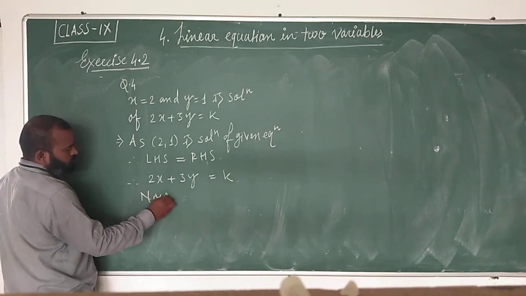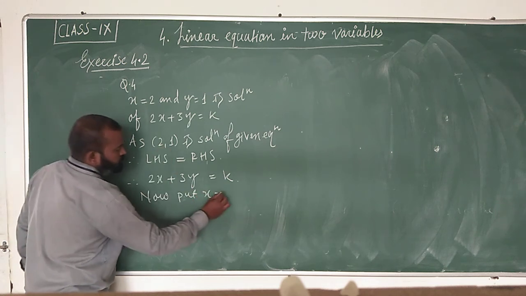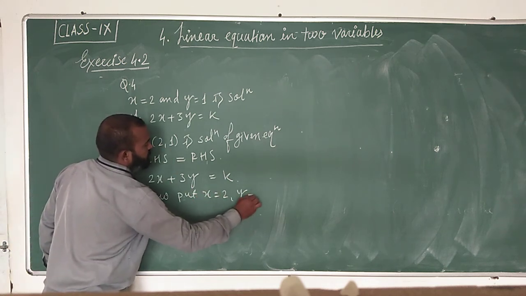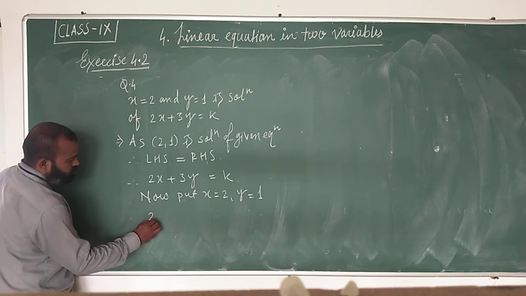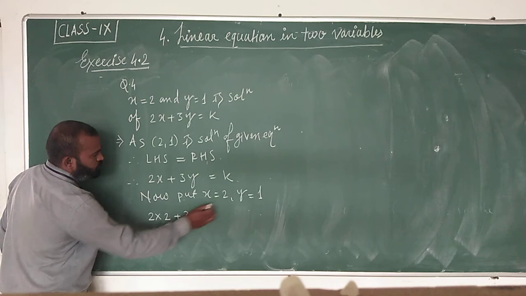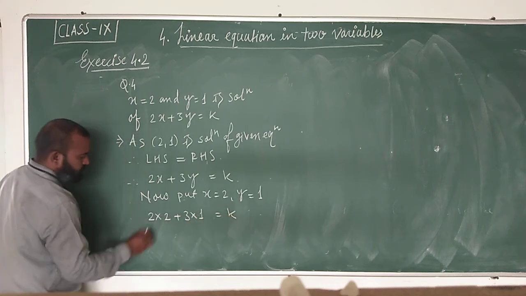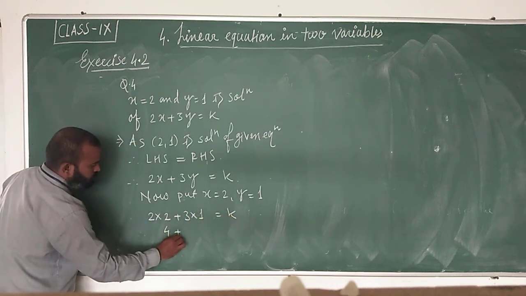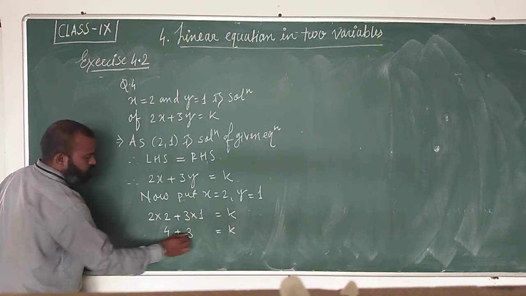x is 2 and y is equal to 1. What will you get? 2 into 2 plus 3 into y. What is y? 1, equals k. 2 twos are 4, plus 3 ones are 3, equals k. 4 plus 3 is 7. So k is equal to 7.